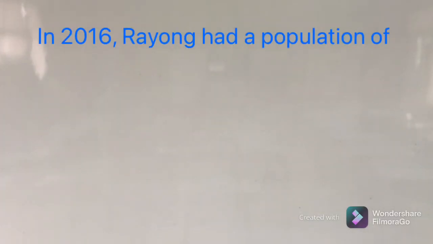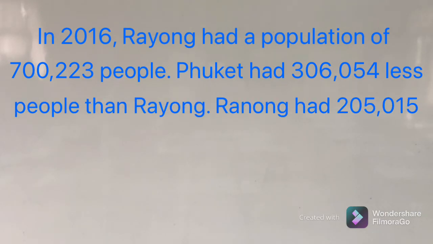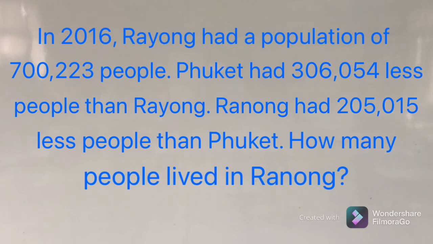So, in 2016, Rayong had a population of 700,223 people. Phuket had 306,054 less people than Rayong. Ranong had 205,015 less people than Phuket. How many people lived in Rayong?